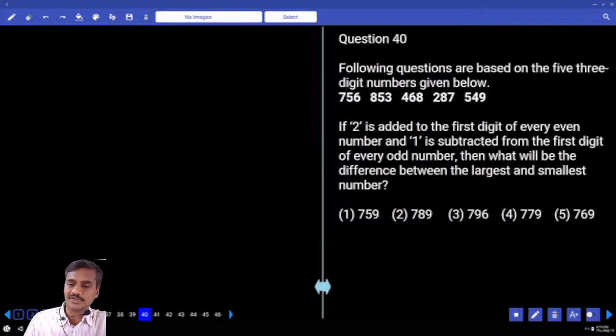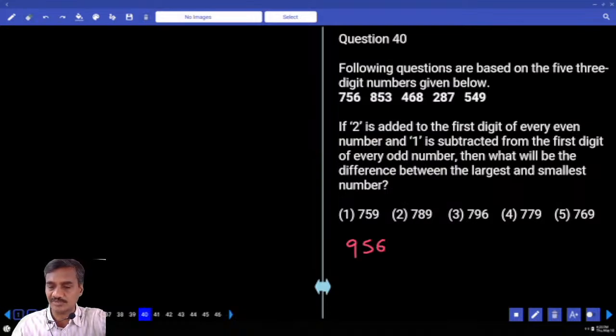Then finally 40. 2 is added to the first digit of every even number, and 1 is subtracted from the first digit of every odd number. What will be the difference between the largest and the smallest? Now 2 is added to the first digit, 756 now will become 956. And 468 will become 668, isn't it? And 1 is subtracted from the first digit of every odd number.